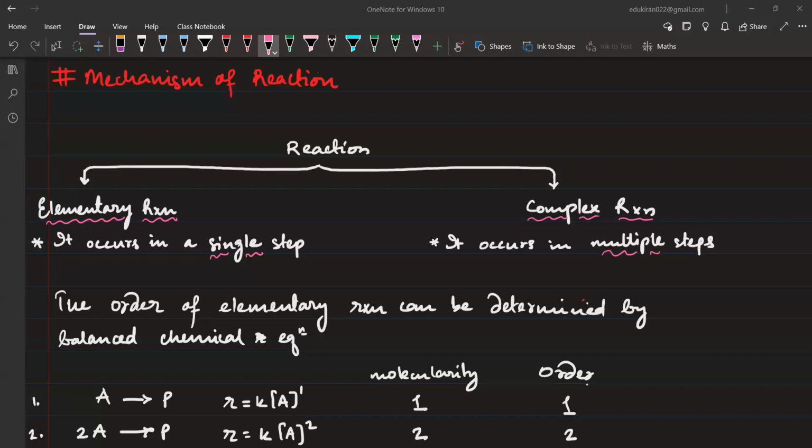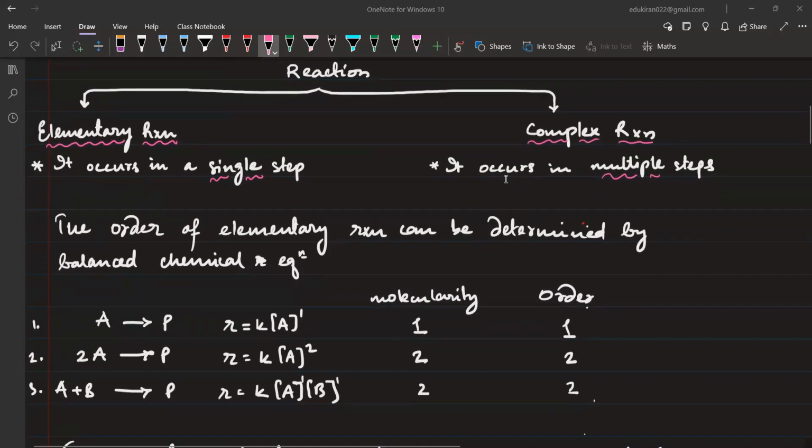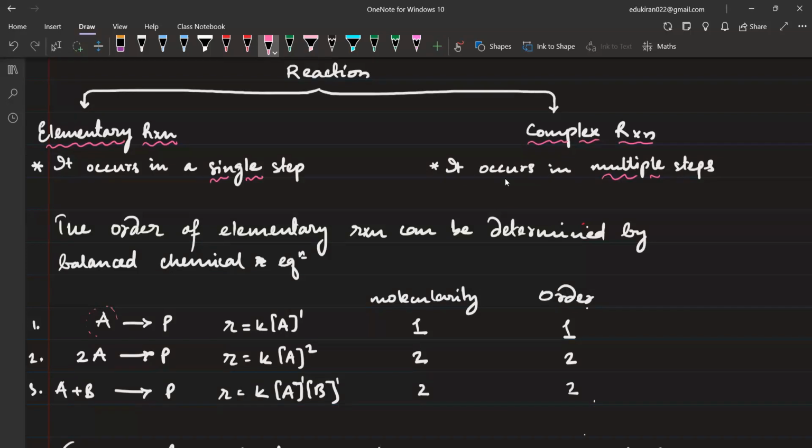So elementary reaction, it occurs in single step. Complex reactions, it occurs in multiple steps. Now the order of the elementary reaction can be determined by the balanced chemical equation itself. For example, if I have a reaction and the equation of the reaction is A is the reactant and it is giving me product B. ठीक है, तो यहाँ पे क्या होगा, rate will be equal to K into the concentration of A to the power 1, because the rate of reaction will be only dependent on this particular reactant, and because it is happening in single step.